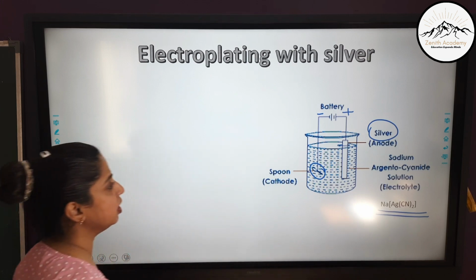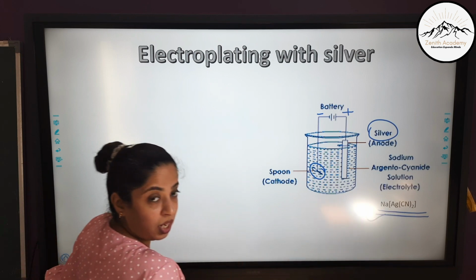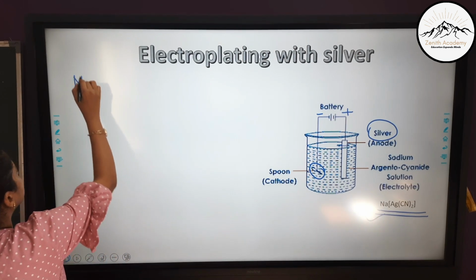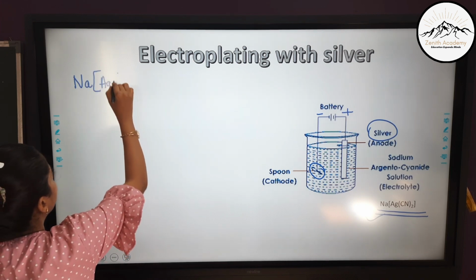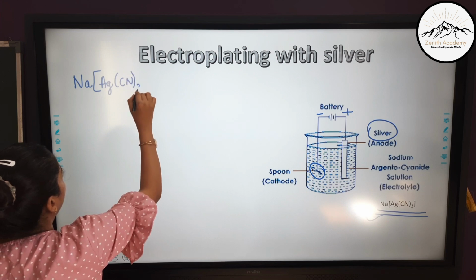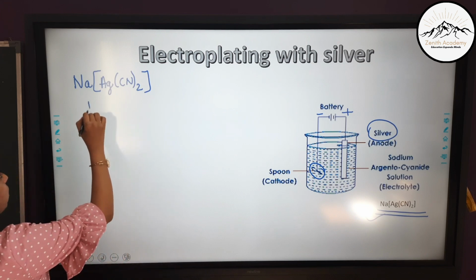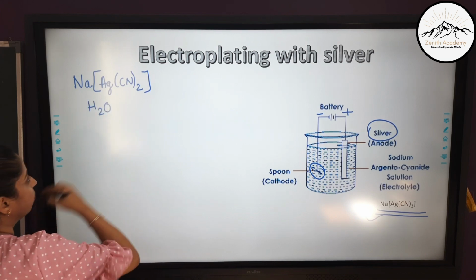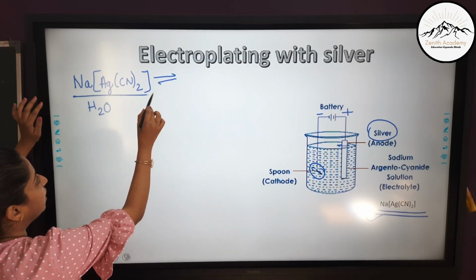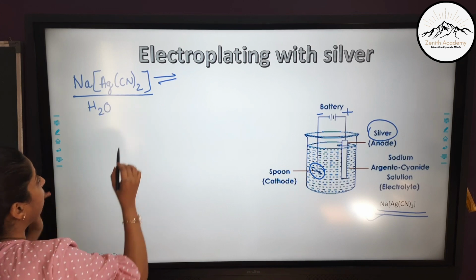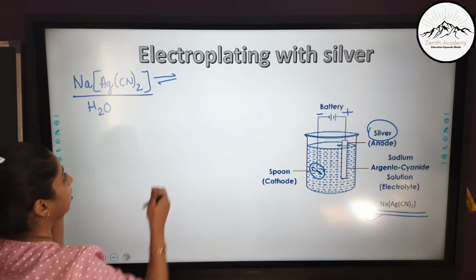So now let us see how electrolysis happens here. First let's dissociate the electrolyte. Sodium argentocyanide is your electrolyte, and water is also there because it is an aqueous solution, right? So first we will dissociate it. Now whenever a complex is broken down, this square bracket is the ligand. So this is one ion and sodium is another ion.